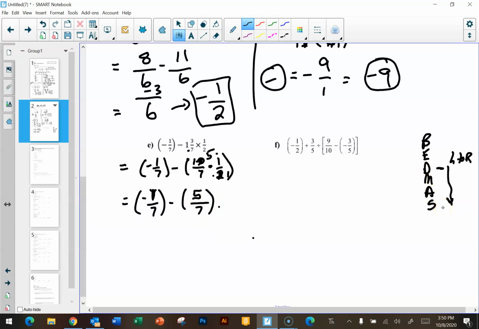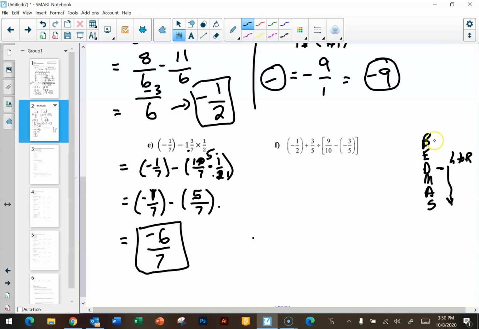Now we've got subtraction. And we have a common denominator, which makes it very easy for us. So it's just going to be, we know it's going to be over 7. It's negative 1 minus another 5. So if we're already at negative and we're going 5 more negative, it's going to be negative 6 over 7. And that is your final answer because that is an okay fraction.